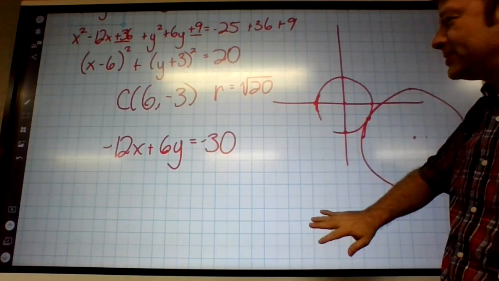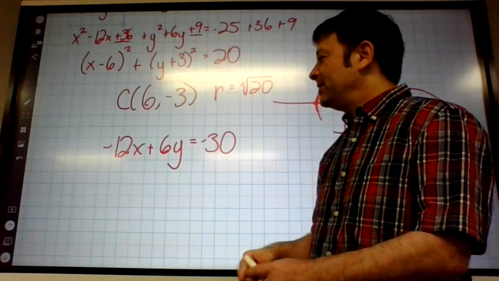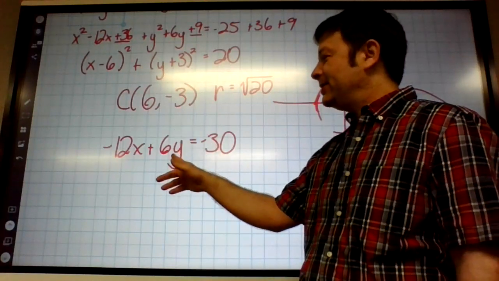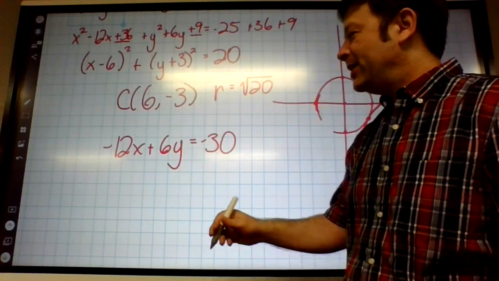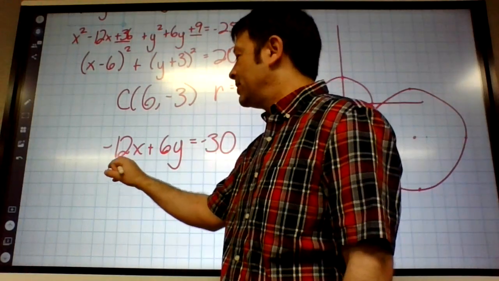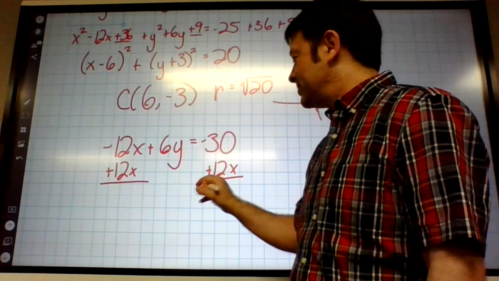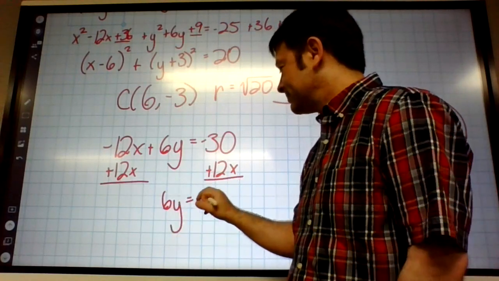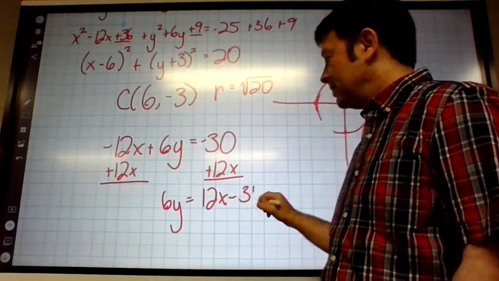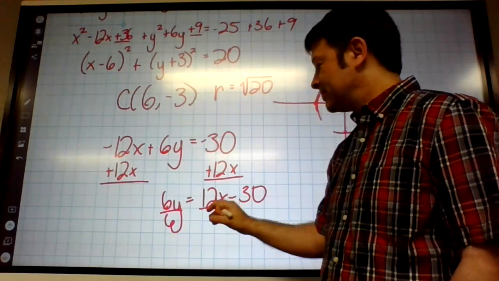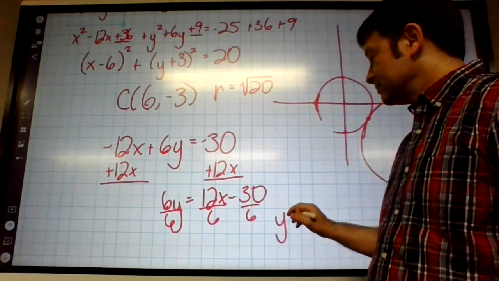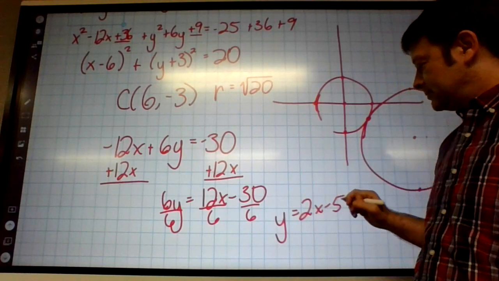Okay, anyways. Do you guys remember what I did at this point yesterday? I solved for y and then I substituted for y. So to solve for y, we need to get y by itself. So I'm going to divide by 6 on this. 2x minus 5. Good job, Trey.